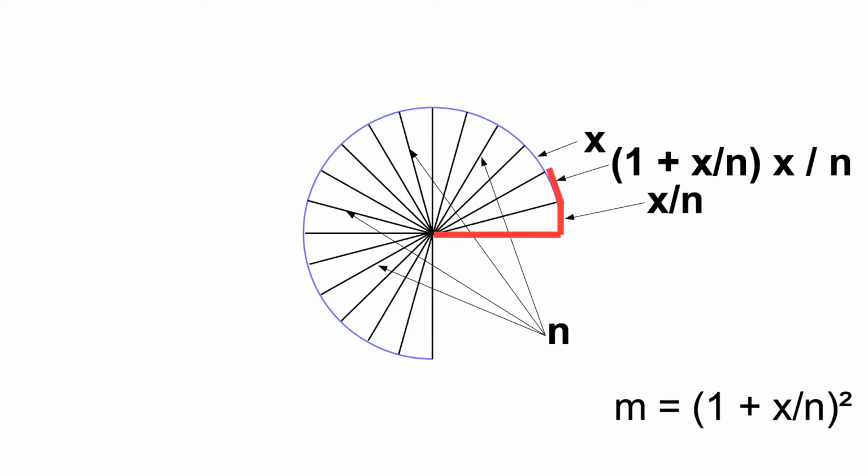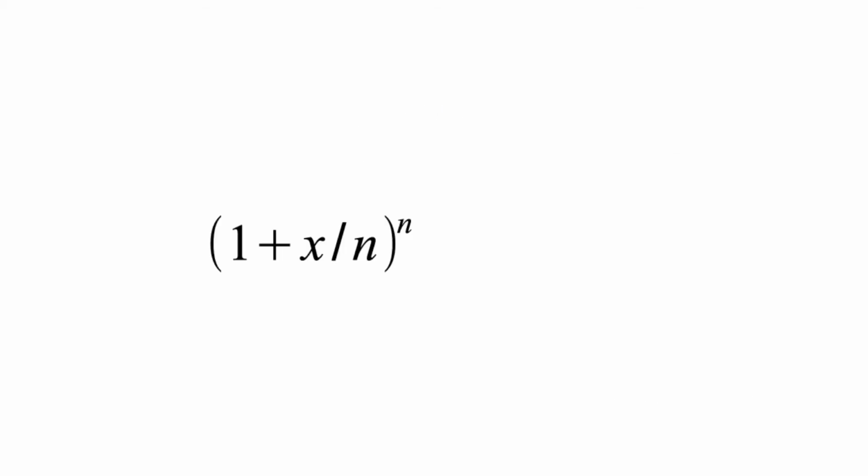The second step is the same as the first, therefore after the second step the total mass will be (1 plus x divided by n) squared. After n steps the total mass will be (1 plus x divided by n) to the power of n. From mathematics we know that (1 plus x divided by n) to the power of n equals e to the power of x, where n tends to infinity.